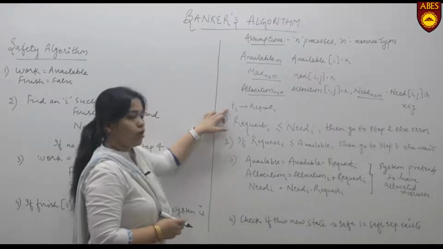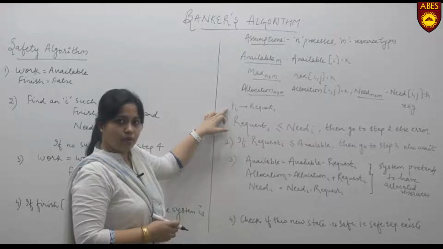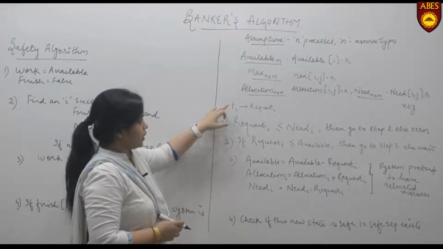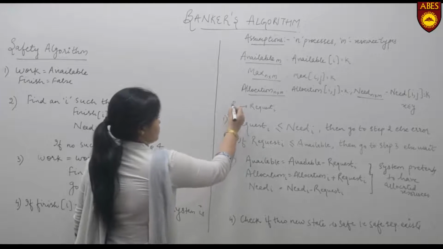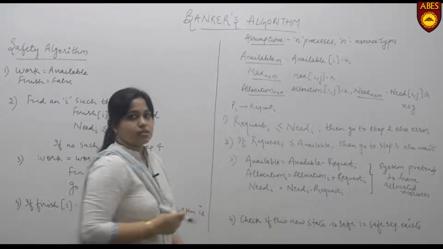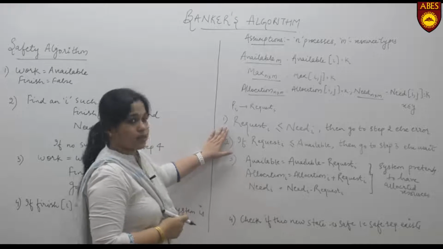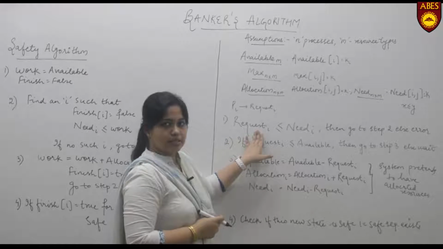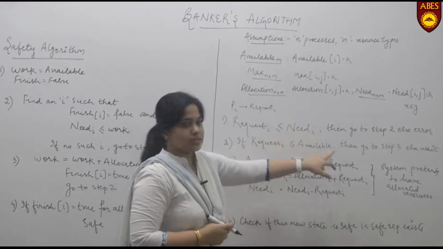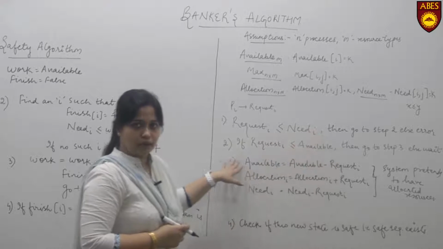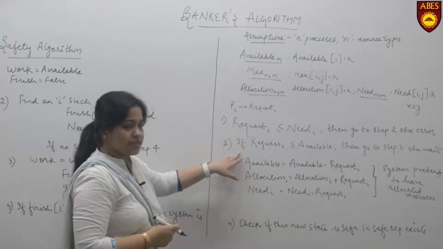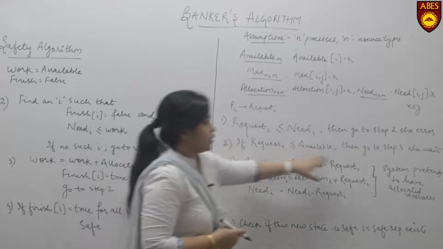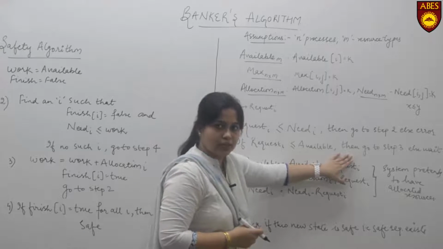Now, if we concentrate on the algorithm, then if the process Pi requests some resources, two cases arise here. If the request is less than the need, then go to step 2, else an error will be raised. And if the request is less than available, then go to step 3, else the process must wait.